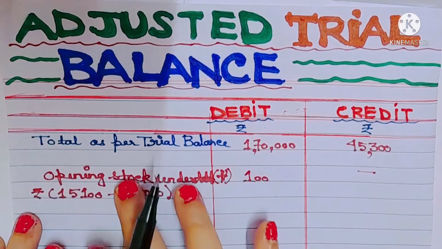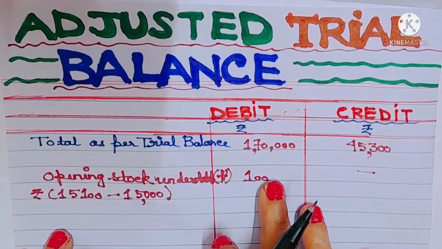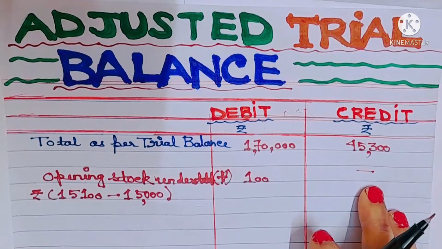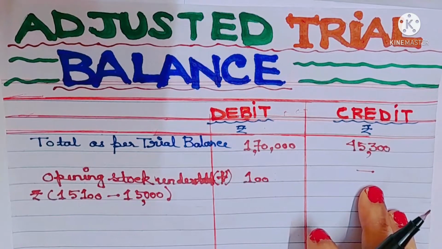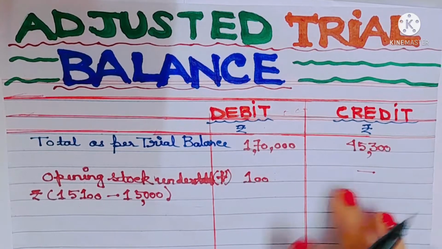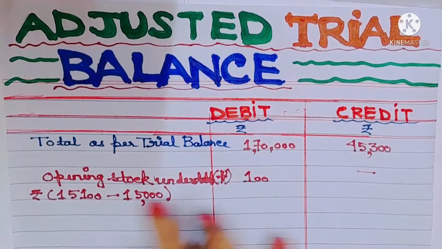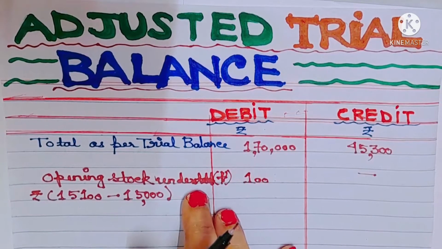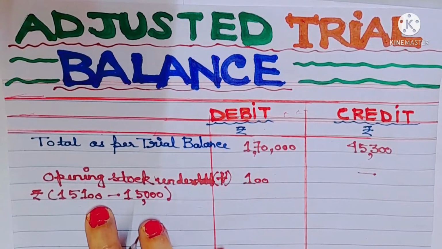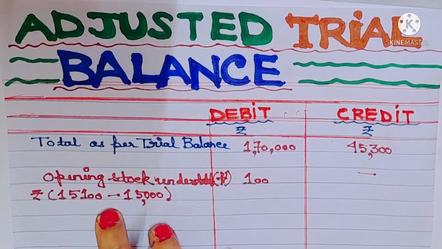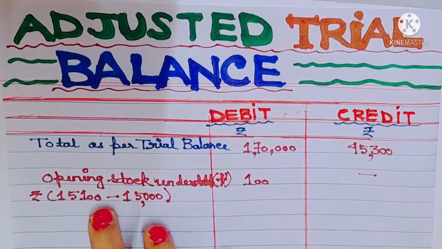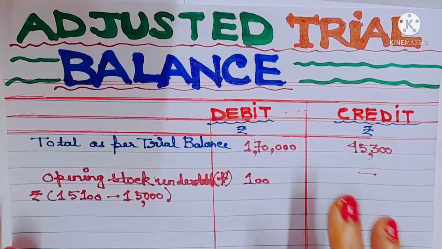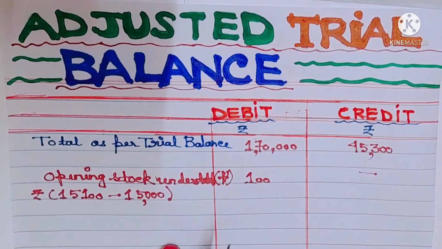Opening stock should have been 15,100, but in the trial balance they have incorrectly written 15,000. So 100 rupees has been written less. That is the reason we have to add rupees 100, plus 100, and you'll have to write here opening stock understated because 100 rupees has been shown less. So 15,100 should have been the correct figure, and they have written the incorrect figure 15,000. So deduct 15,100 minus 15,000, you'll get 100, because I have to add 100 rupees, since 100 rupees has been shown less.